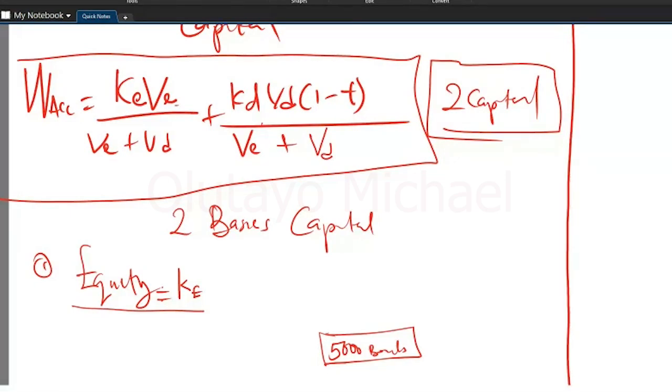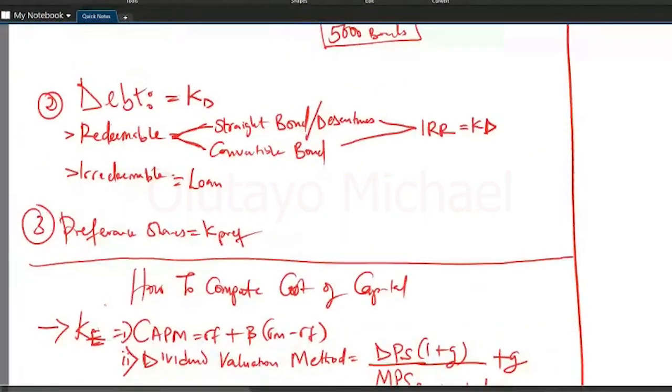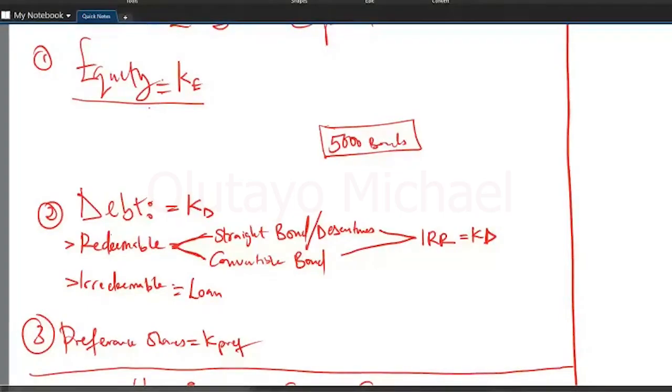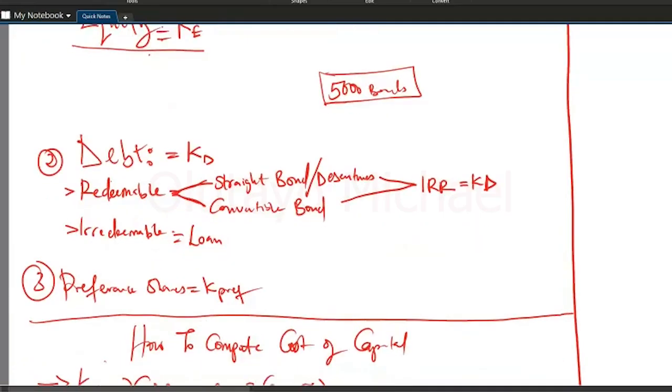We are going to examine that when we get to a topic called capital structure. That is where we are going to be looking at some theories like the Modigliani and Miller propositions. And I said, okay, don't forget, I broke it down here: equity, cost of equity; debt, cost of debt; preferences, cost of preferences. These are the major costs you will see in any question if you are to be tested on cost of capital.